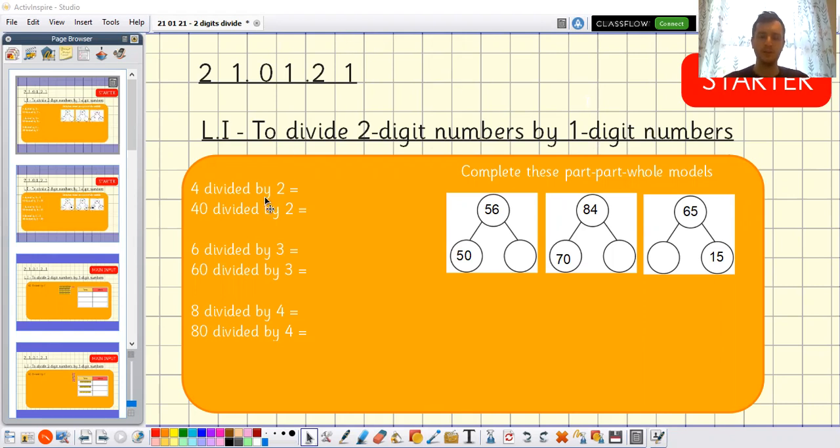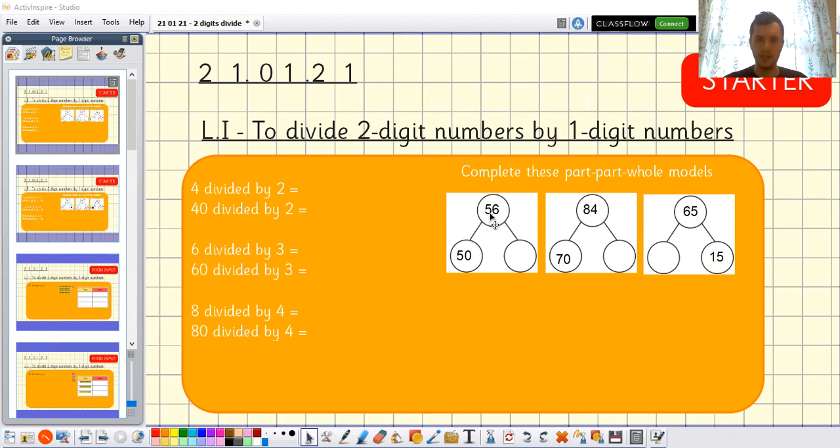As our starter though, let's restart by looking at our related facts. So 4 divided by 2 equals blank, 40 divided by 2 equals blank. Remember that top one should help you with that second one. And the same with the next examples. And again, completing some part-whole models.